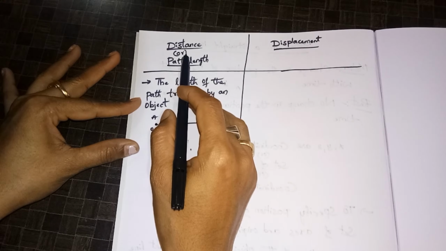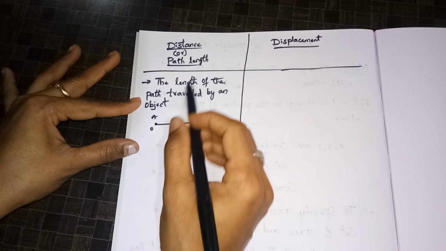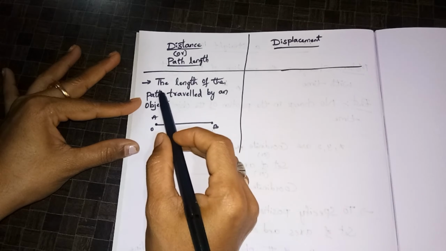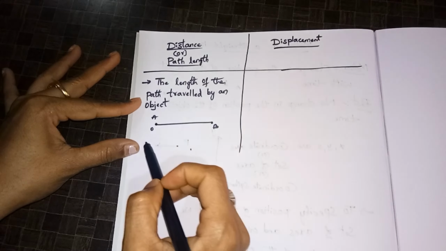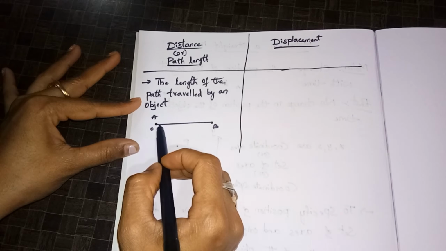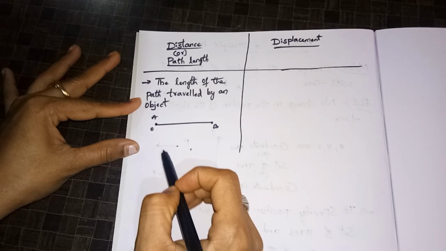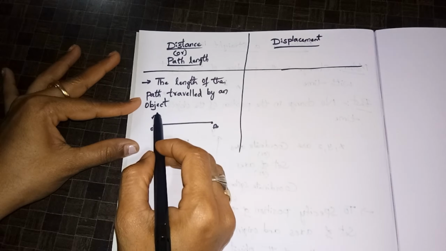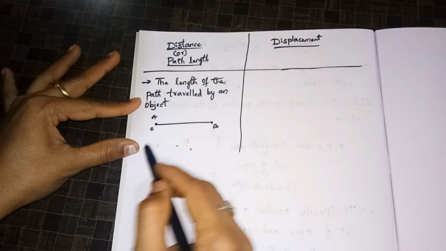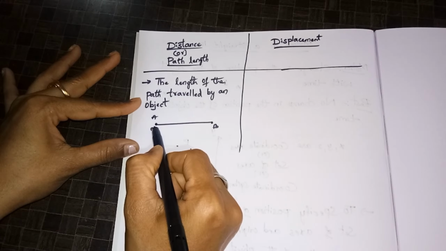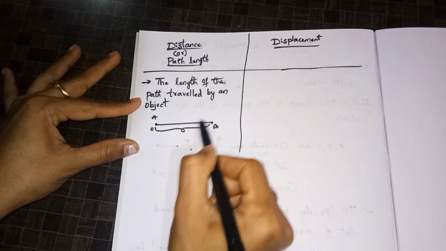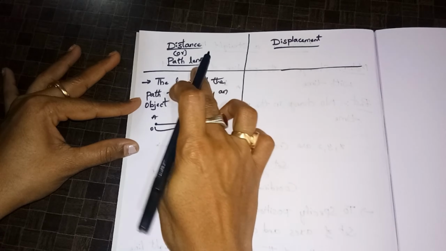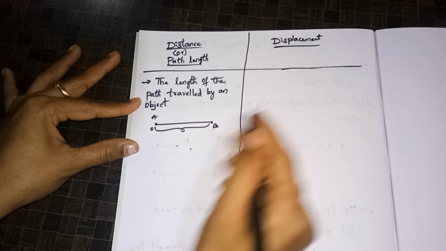Our next topic is distance and displacement. Distance can also be called path length. What is distance? The length of the path traveled by an object. If an object is traveling from A to B, A is the starting point and B is the end point, or A is the initial point and B is the final point. The length the object traveled from A to B, we call it distance.